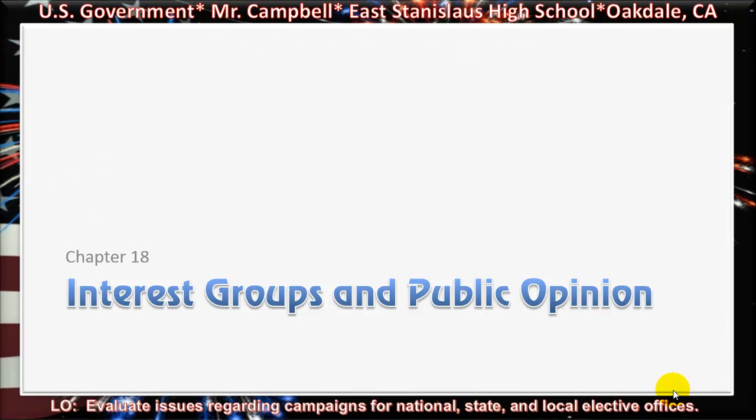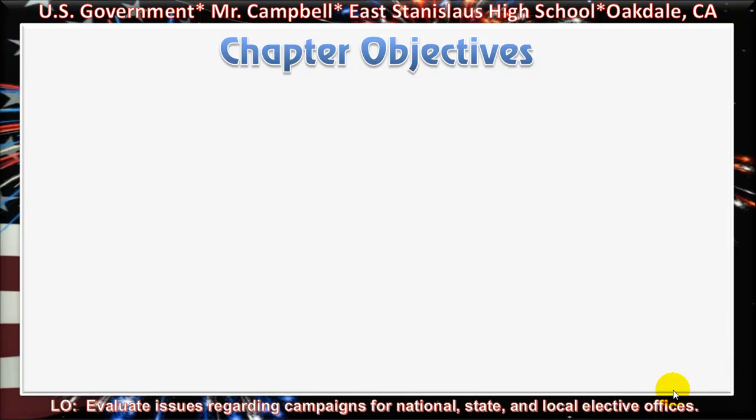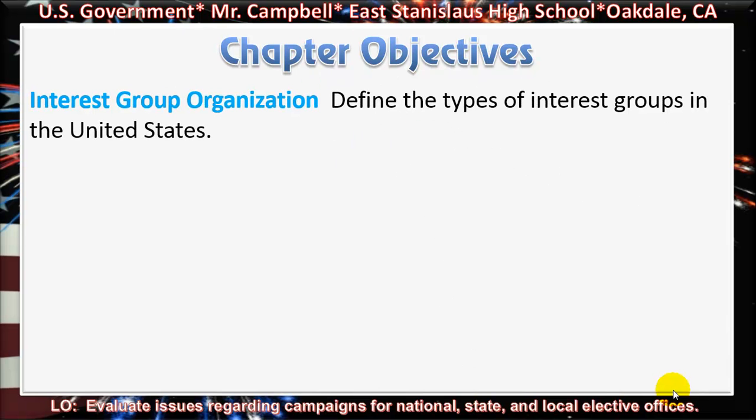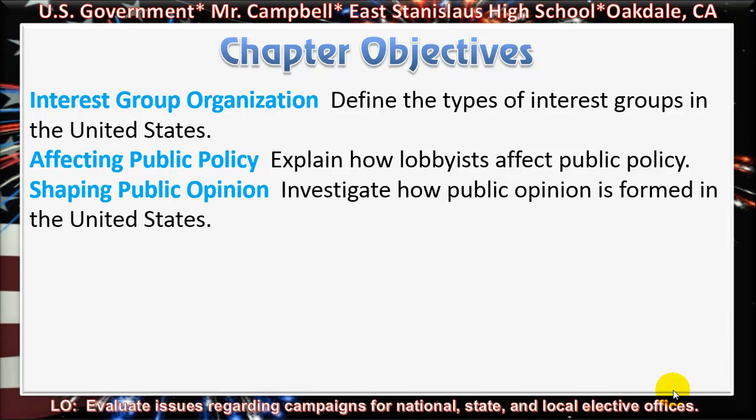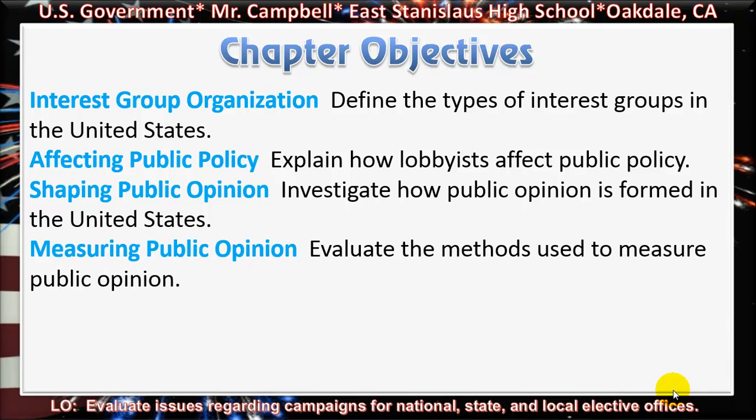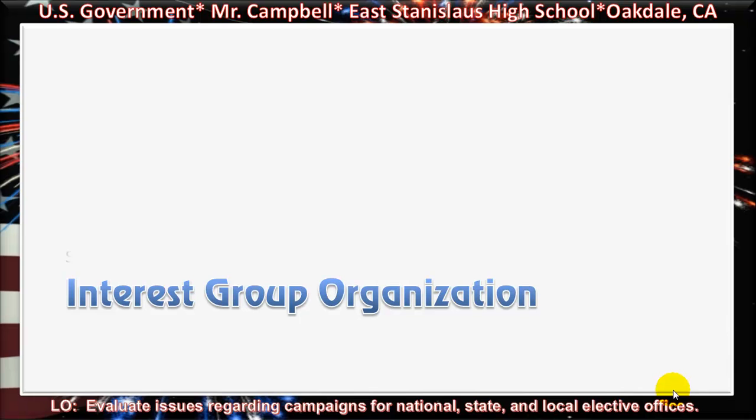Chapter 18, Interest Groups and Public Opinion. Our chapter objectives: for Section 1, we look at interest group organization. We'll define the types of interest groups in the United States. Section 2, Affecting Public Policy. Explain how lobbyists affect public policy. Section 3, Shaping Public Opinion. We'll investigate how public opinion is formed in the United States. Measuring public opinion. Section 4, we'll evaluate the methods used to measure public opinion.